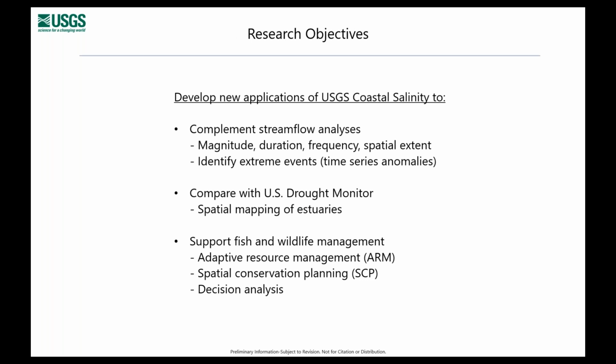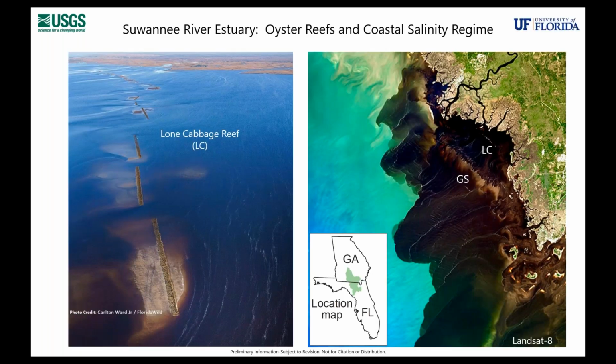The objectives are to complement ongoing stream flow analyses of the U.S. water mission area, such as identifying flow regime characteristics and extreme events. We'd like to develop spatial mapping of estuaries to compare with existing terrestrial mapping, such as the U.S. Drought Monitor, and we'd like to work directly with natural resource managers to apply these in a decision-making context.